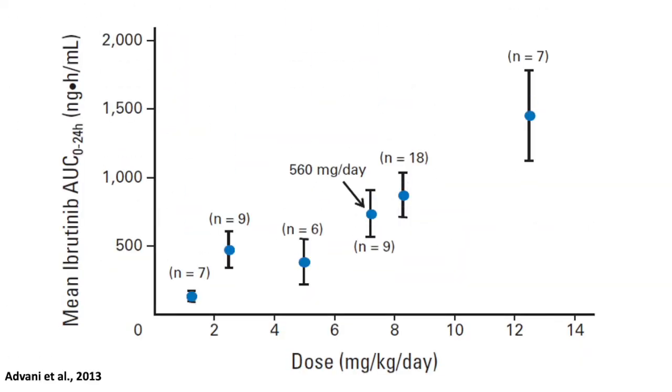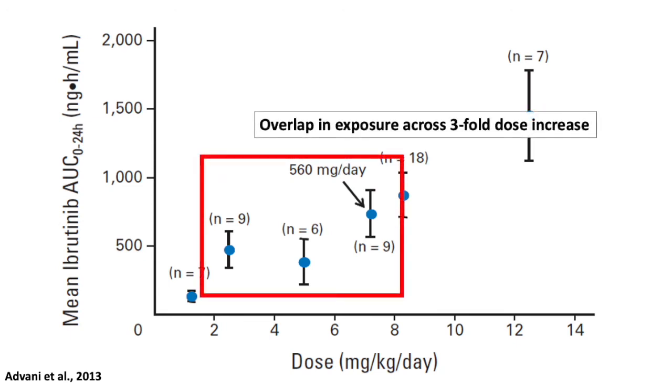For this project, we chose the drug ibrutinib, a highly effective anti-cancer drug that the James Cancer Hospital actually played a role in the development of. And important for our purpose today is that this drug has highly variable drug levels with an overlap in exposure across a threefold dose increase. So we wanted to decrease this variability by increasing bioavailability.